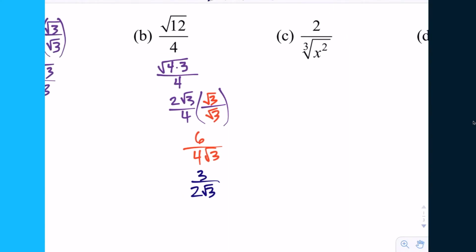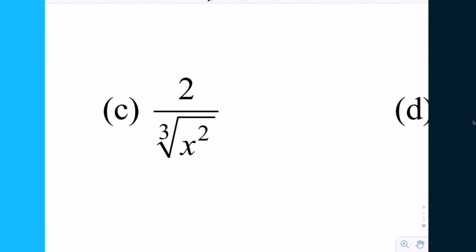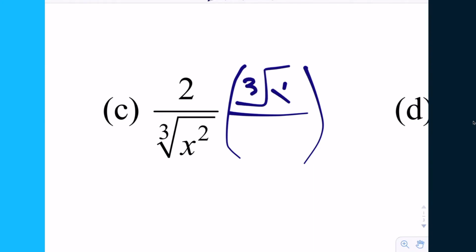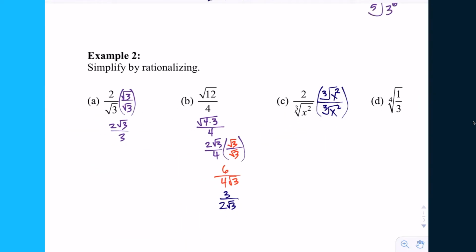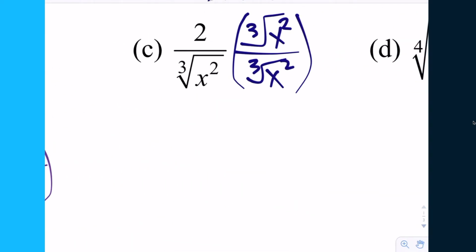Okay, now this one here is kind of interesting. I have a radical in the denominator. I want to rationalize it, which means I want to get rid of the radical from the denominator and move it to the top. So, what do you think we're going to multiply by? Cube root of x squared over the cube root of x squared. That's a very likely assumption because over here, if I had the square root of 3, I just multiply by itself. But look what happens if I do that.